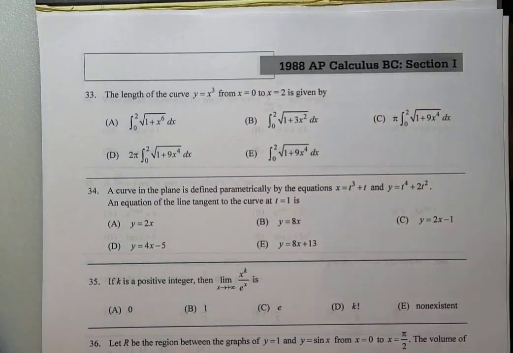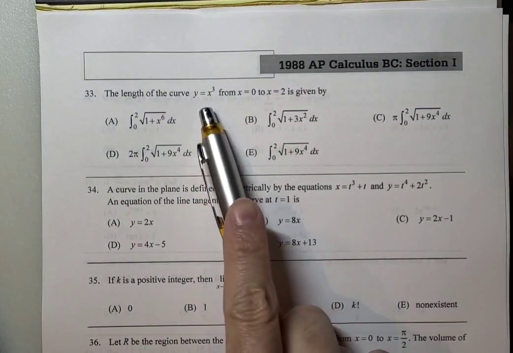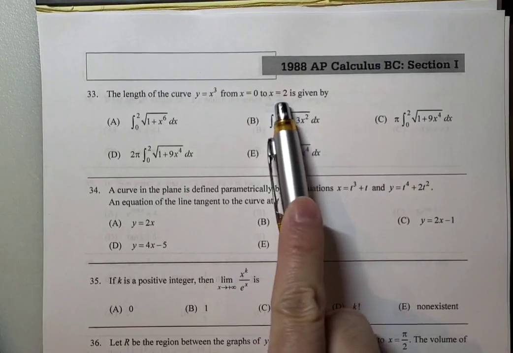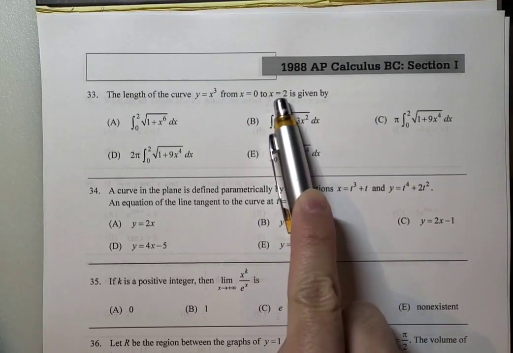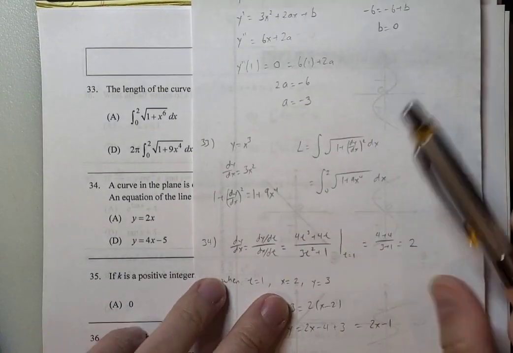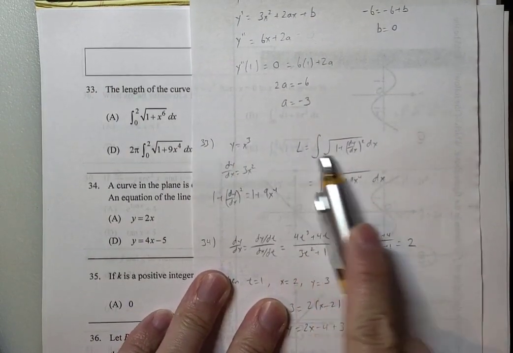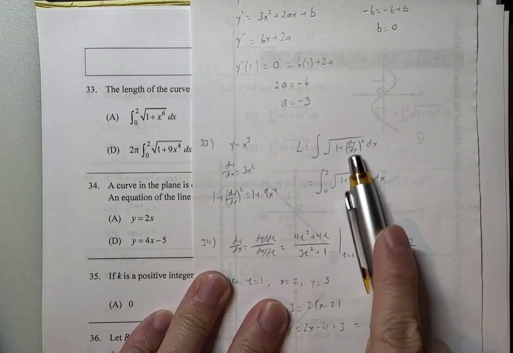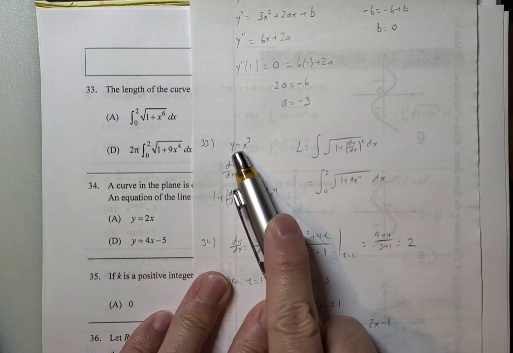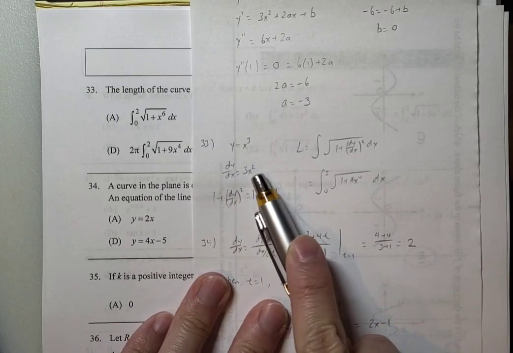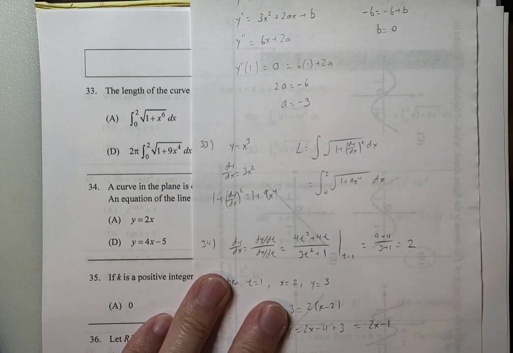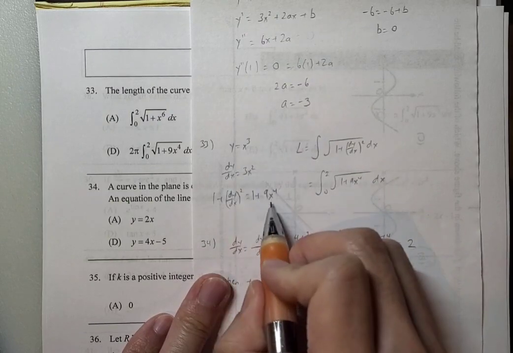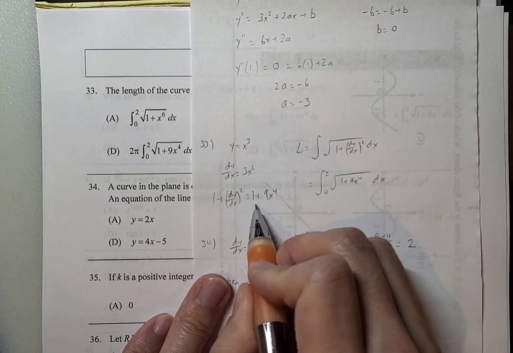Length of the curve y is x cubed from x is 0 to x is 2 is, here we just have to remember the arc length formula. So I did that over here. This is the arc length formula. So we need 1 plus (dy/dx) squared. So if y is x cubed, dy/dx is 3x squared by the power rule. So we square that, that would be 9x to the 4th. We add 1 to it.